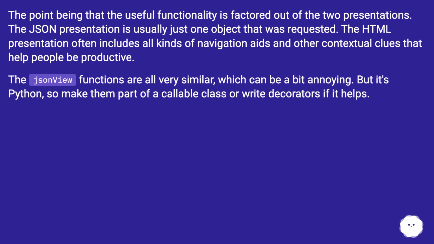The point being that the useful functionality is factored out of the two presentations. The JSON presentation is usually just one object that was requested. The HTML presentation often includes all kinds of navigation aids and other contextual clues that help people be productive. The JSON view functions are all very similar, which can be a bit annoying. But it's Python, so make them part of a callable class or write decorators if it helps.